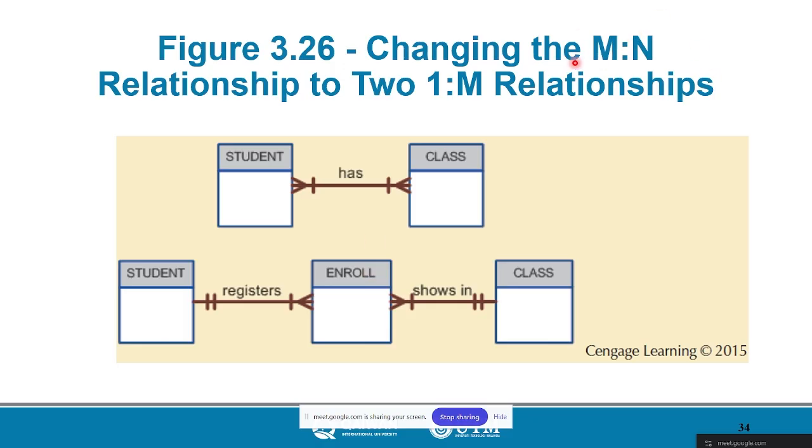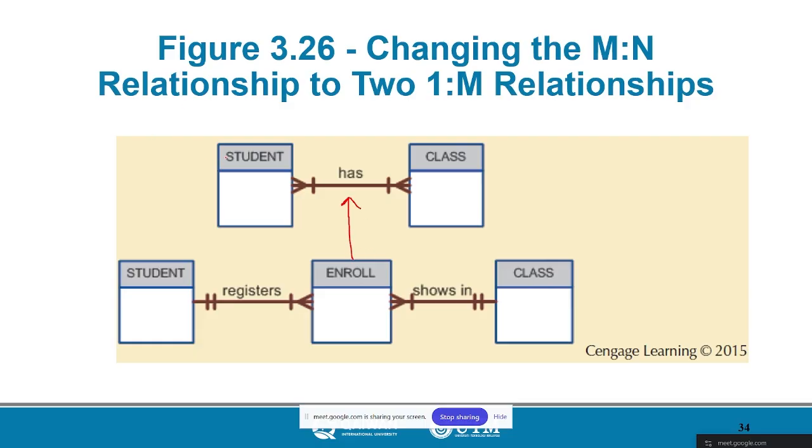How about the M to N relationship to the one to M relationship? Now, you see we have this. We have students, many students have many classes. However, we said that in a relational database, this is not allowed. Now, how to solve it? We will put enroll in between. Now, the enrollment would be in between.